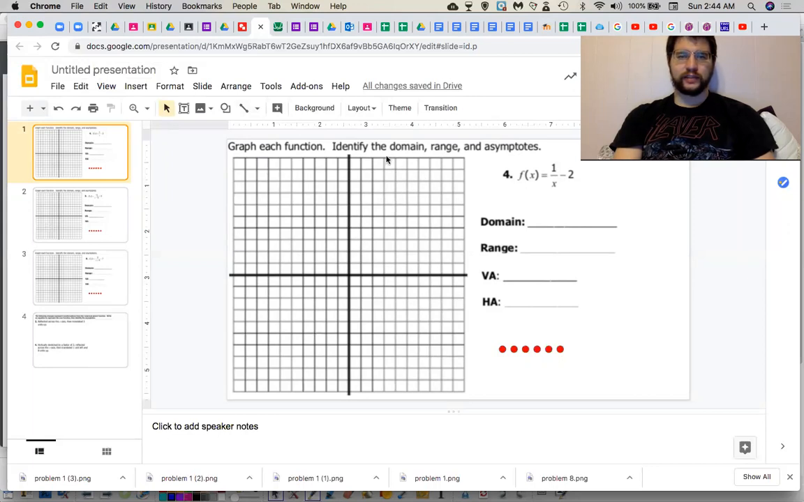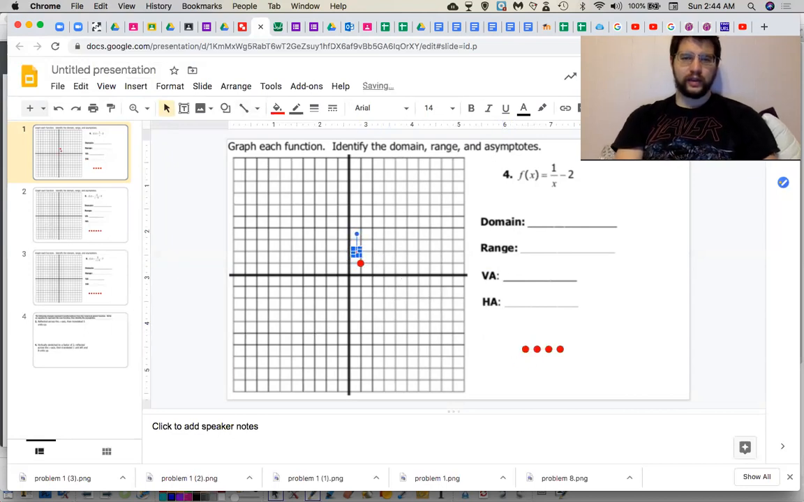It says graph each function, identify domain, range, and asymptotes. So it's got this right here you can't edit, but you can edit these dots. That's what you're going to do. You're going to drag and drop these dots. So I'm going to start just by putting my basic points, and then I'm going to transform them. If you already know where the points are going to go at the end, you don't have to do this extra step. But to practice transformations, it might help.